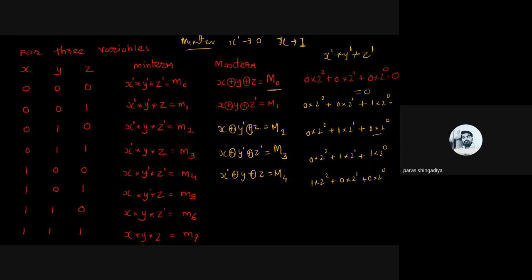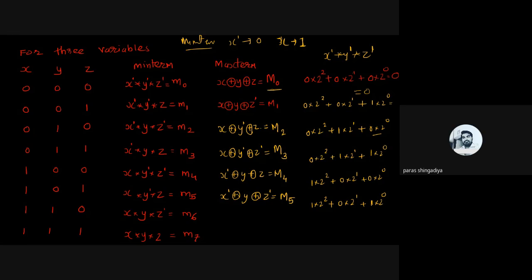Then after that, the 101 case will become x star y dash star z, and here it is m5. Let us check. 1 into 2 raised to 2 plus 0 into 2 raised to 1 plus 1 into 2 raised to 0. So what is the total of this one? That is 4 plus 0 plus 1 is equal to 5. So the answer is m5. And here the next term will become x dash ring sum y ring sum z dash, that is equal to capital M5.